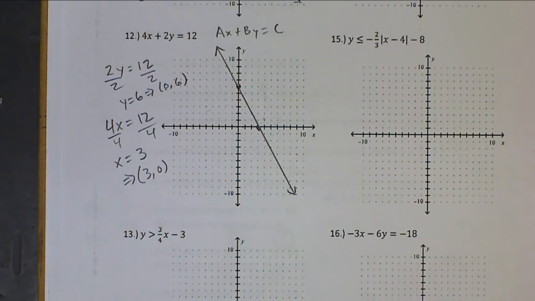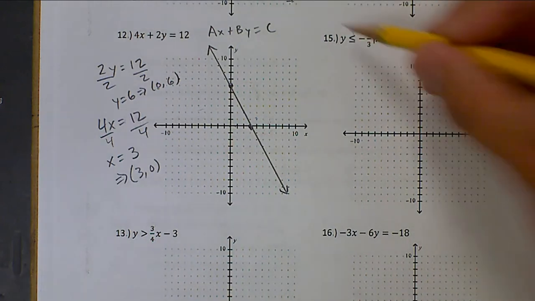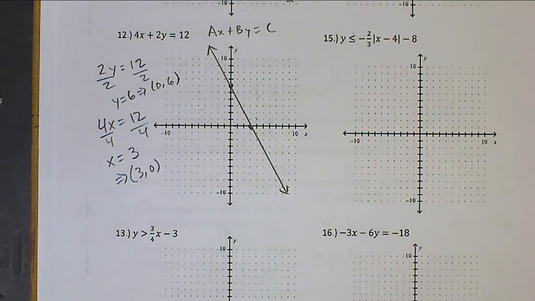However, 15 is an inequality. What I mean by inequality, look at the symbol. The symbol changed from an equal sign to a less than or equal sign. And inequalities include greater than, less than, greater than or equal to, and this sign, less than or equal to.